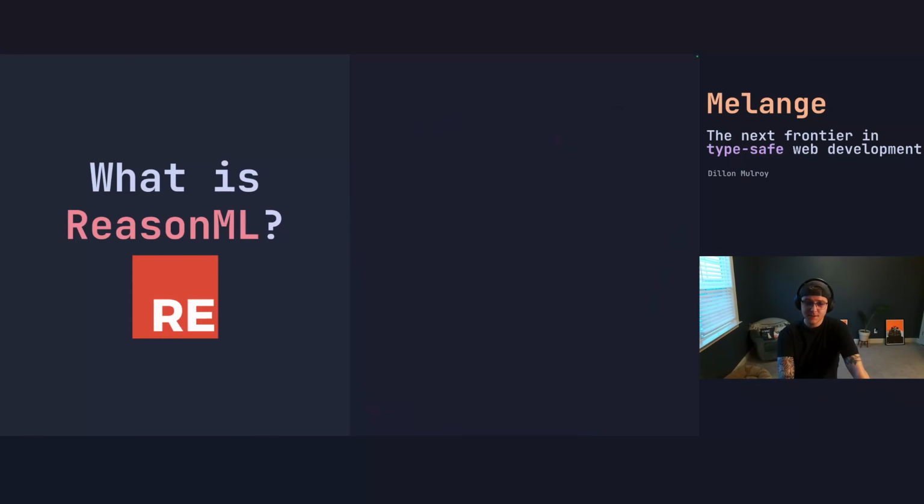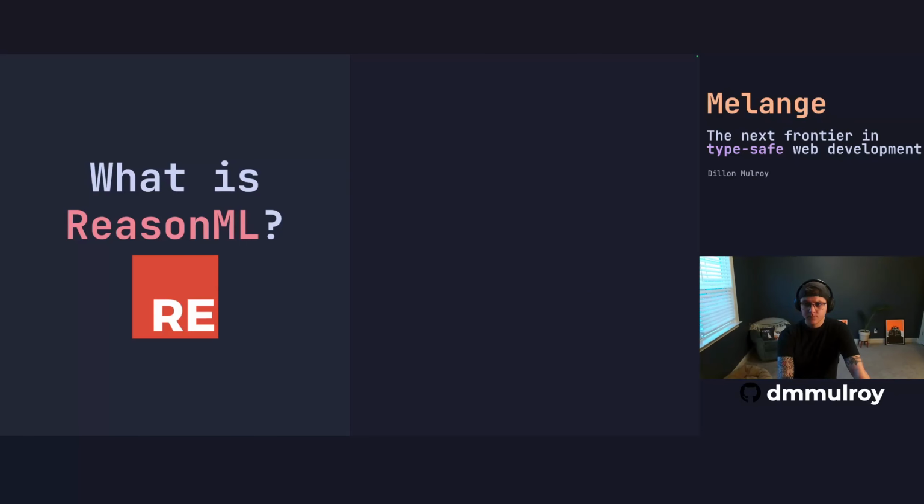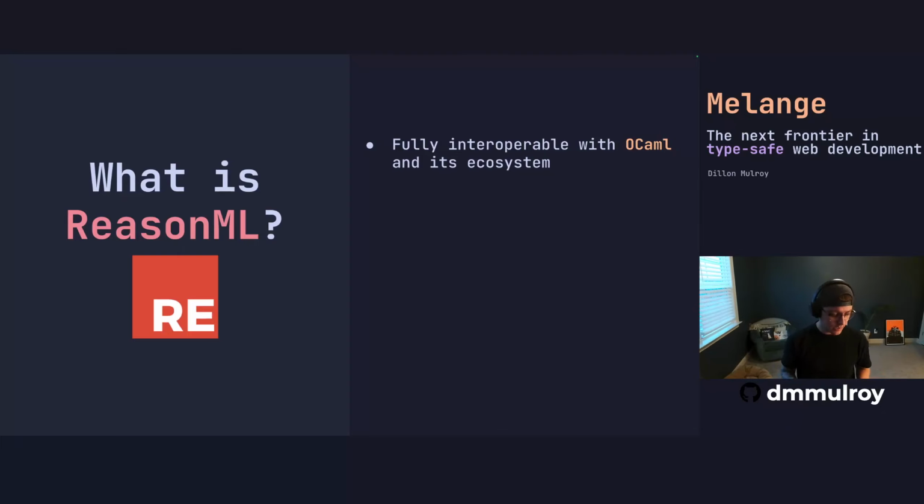So what is ReasonML? Put simply, ReasonML is an alternative syntax for OCaml that is designed to feel familiar and welcoming for developers coming from specifically JavaScript and TypeScript, but pretty much any C family based language. It's fully interoperable with OCaml and its ecosystem. So you can have a project where you have an OCaml module that imports a Reason module and vice versa.